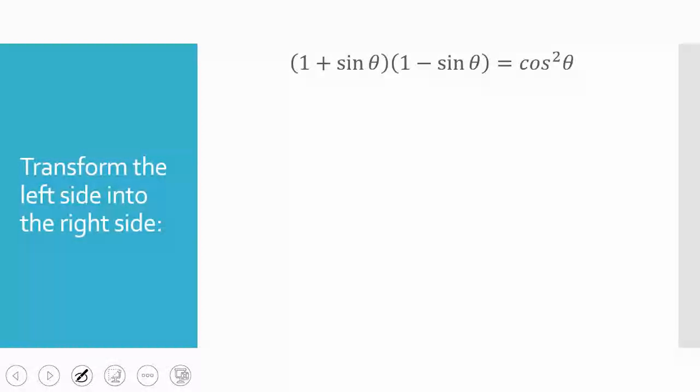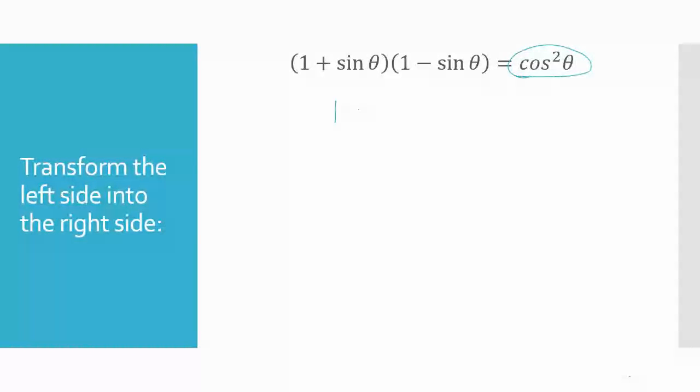So I'm going to work on the left-hand side and try to get it to equal cosine squared. Now, I don't have any identities for 1 plus sine. I have identities for 1 plus sine squared, but I don't have anything for 1 plus sine. So I'm looking at this and seeing two parentheses. I probably need to multiply those. And I can see that this is a difference of perfect squares, so I'm going to multiply those out to put them back together.